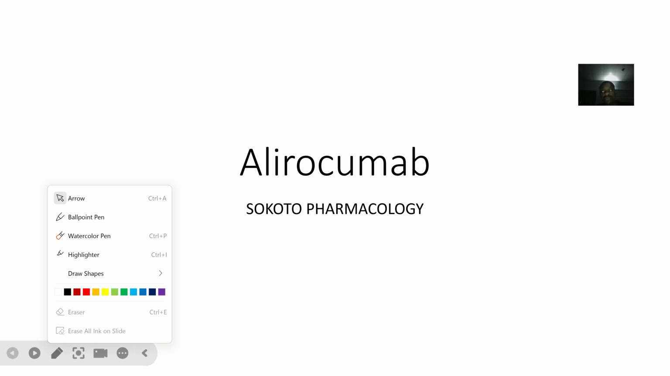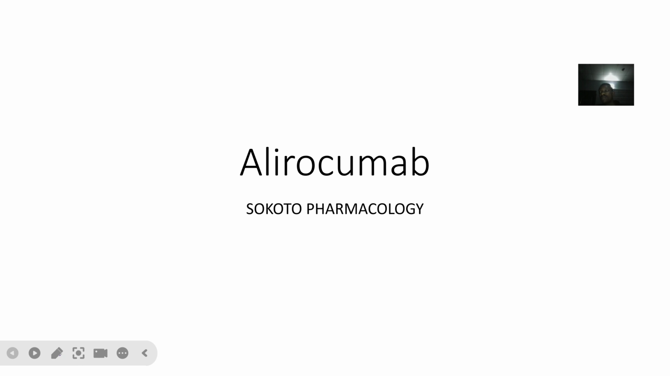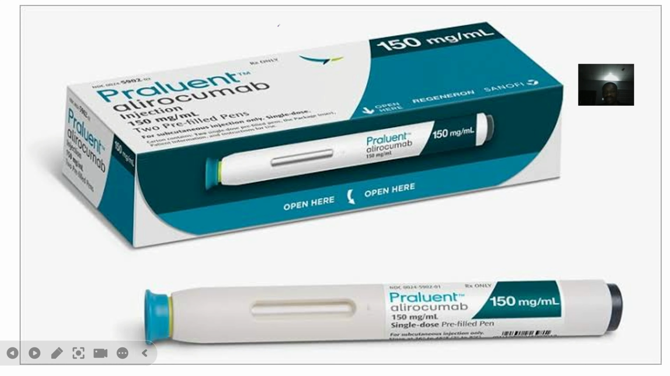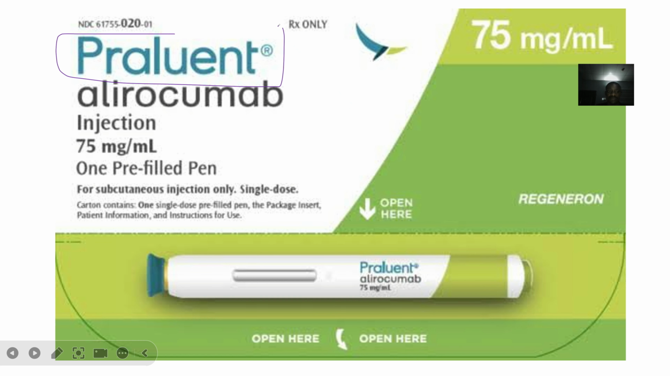We'll move swiftly to the next monoclonal drug, which we'll be looking at its pharmacology. And here we're trying to look at a drug known as alirocumab. Alirocumab. All right. So looking at this drug, this is how it looks like, and it goes by a very popular brand name known as what? Praluent. So sometimes you see people writing it Praluent. Praluent is still the same alirocumab.